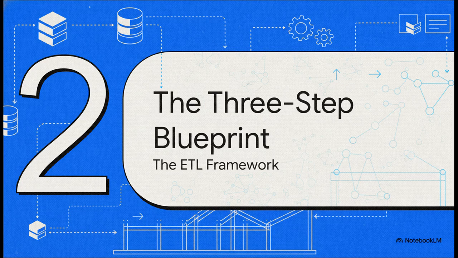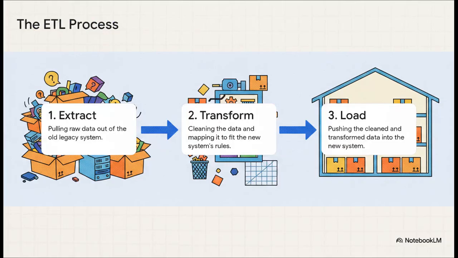So how in the world do you manage a move this complicated? Well, you need a blueprint. And in the data world, that blueprint is a tried and true three-step framework called ETL. The ETL process is actually pretty straightforward. First step, extract. This is just like packing everything from your old house into boxes. You're just grabbing all the raw data.